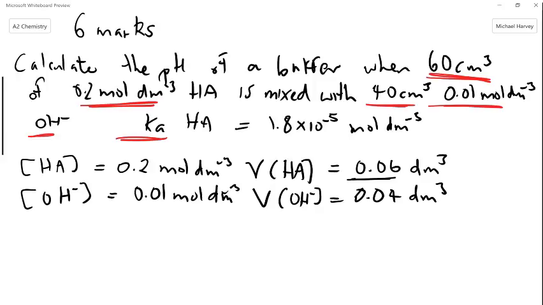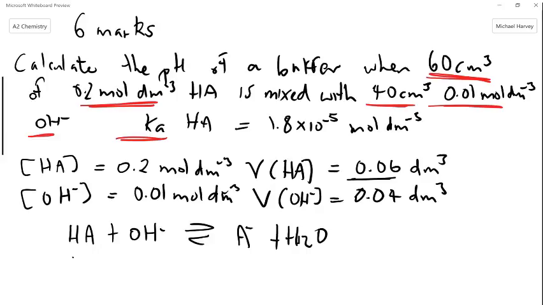So then we've got to look at what is actually happening in this reaction. Basically the weak acid is reacting with the hydroxide to give the conjugate base plus a little bit of water. And also naturally in the water, the weak acid is dissociating to give the corresponding conjugate base and a proton. So there's 2 reactions happening, and that is your first mark.